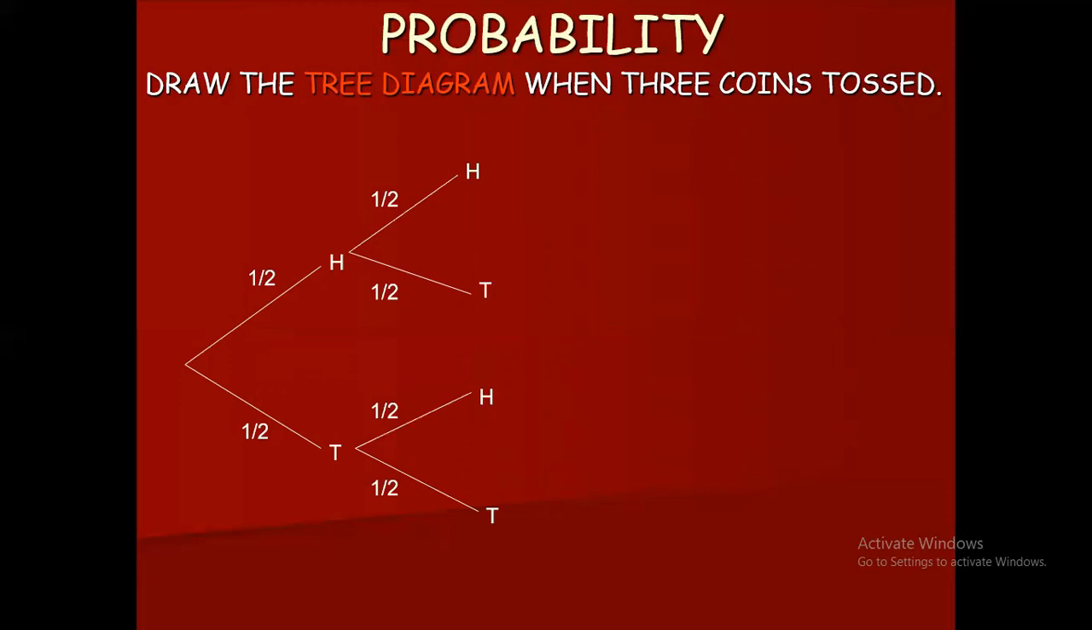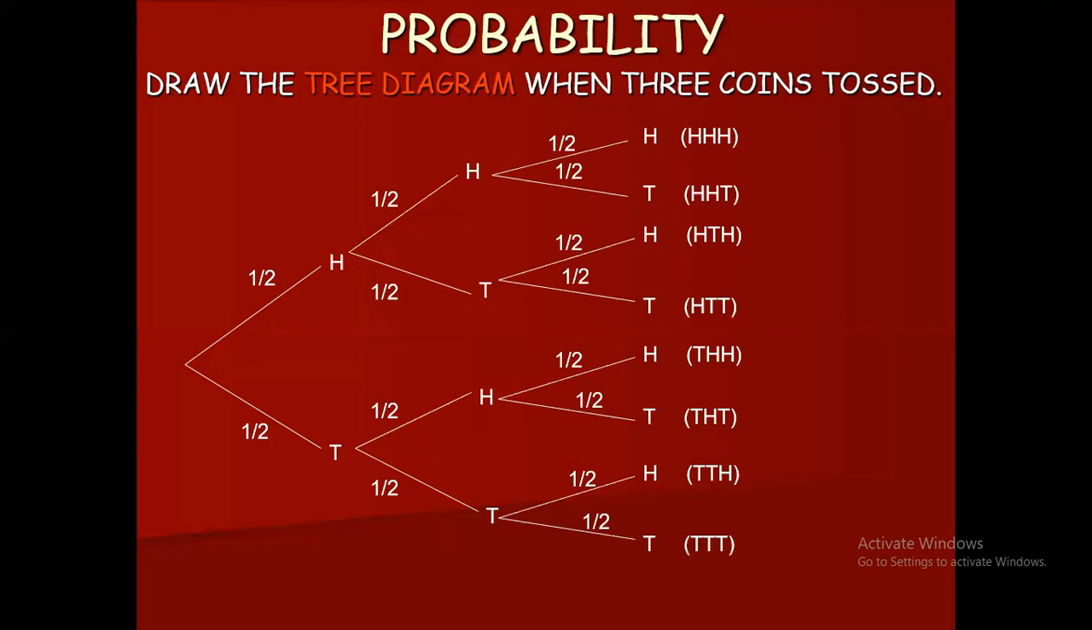Now the third experiment is to toss a coin, which again has 2 outcomes. So we will draw, there are 4 outcomes, you can see that. Now we will draw 2 branches against each one. That is this one. Now the outcomes are head, head, head; head, head, tail; head, tail, head; head, tail, tail; tail, head, head; tail, head, tail; tail, tail, head; and tail, tail, tail.